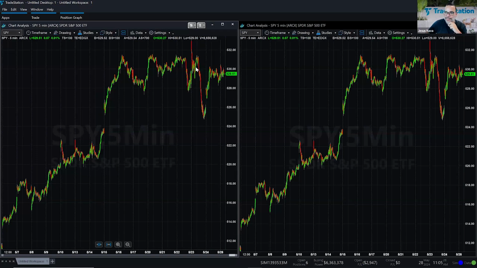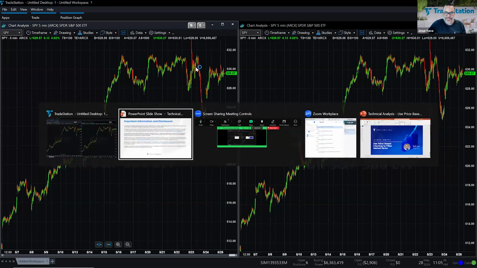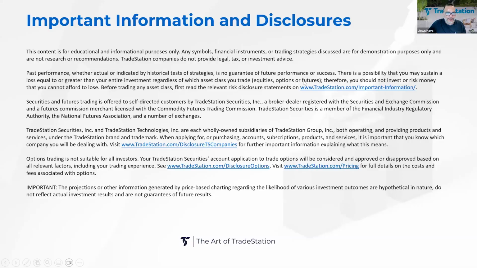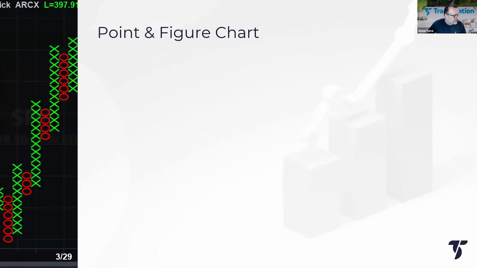Okay, so let's go ahead and talk a little bit about point and figure, which is, I believe, the first chart type that we have here in the PowerPoint. Point and figure. Yes, it is. And I'm just going to share that link right here in the chat window so that you have access to the PDF. All right, let's talk a little bit about point and figure.